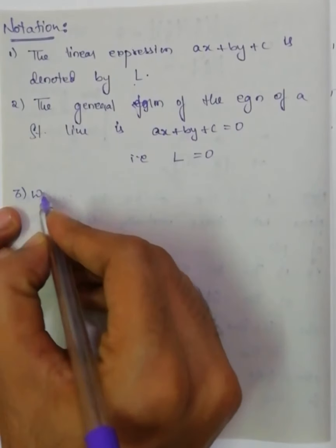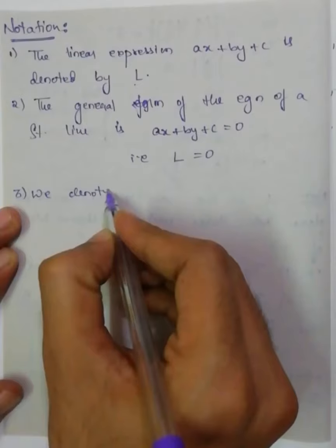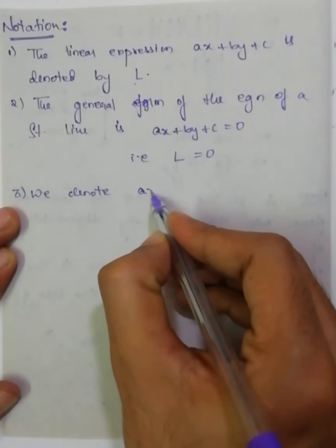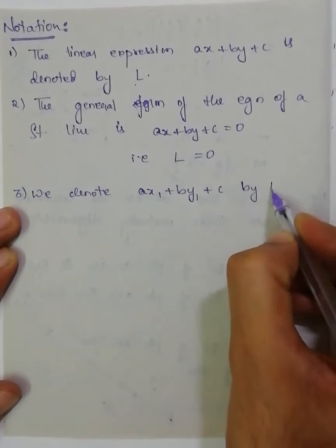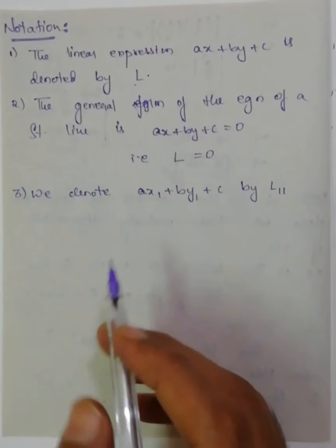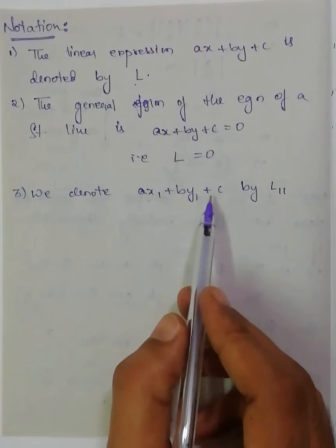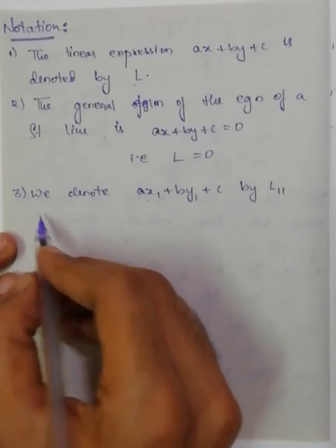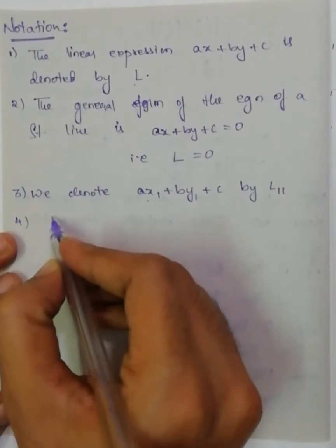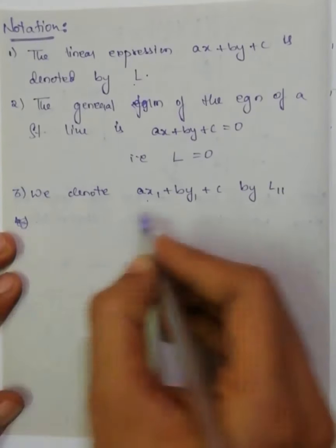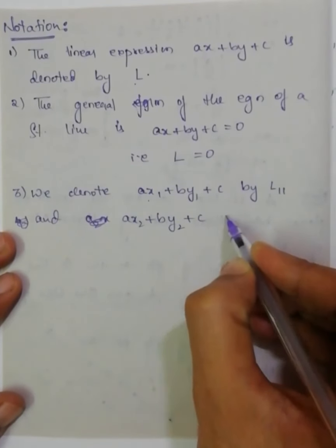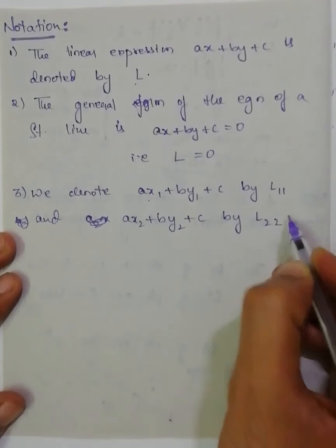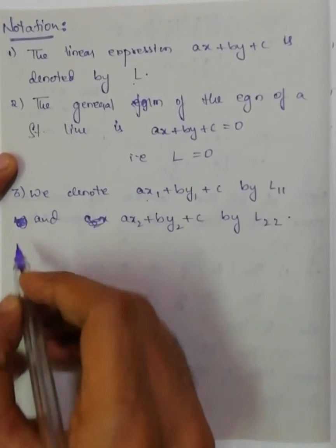Third one, we denote ax1 plus by1 plus c by L11. And ax2 plus by2 plus c by L22.